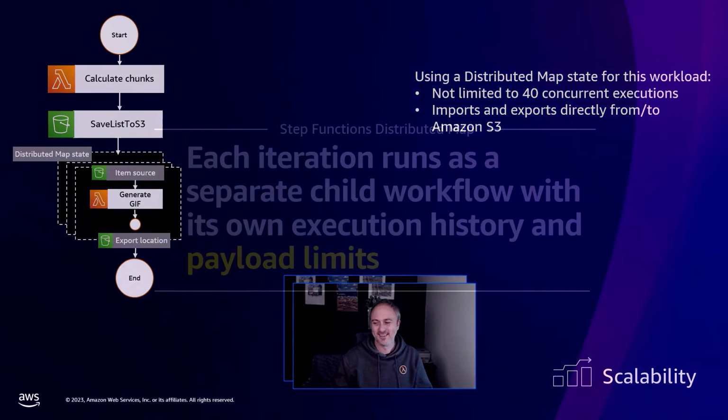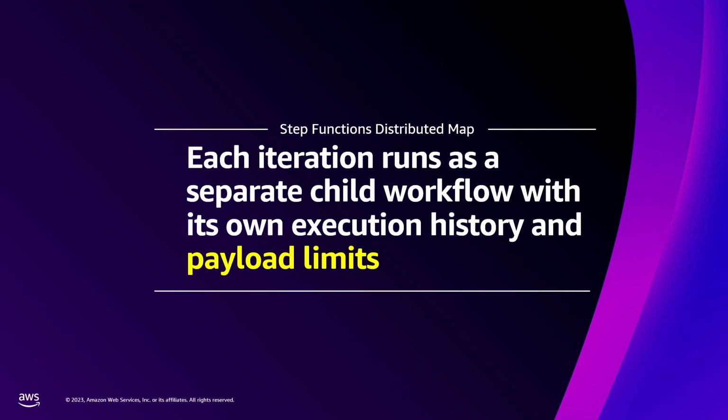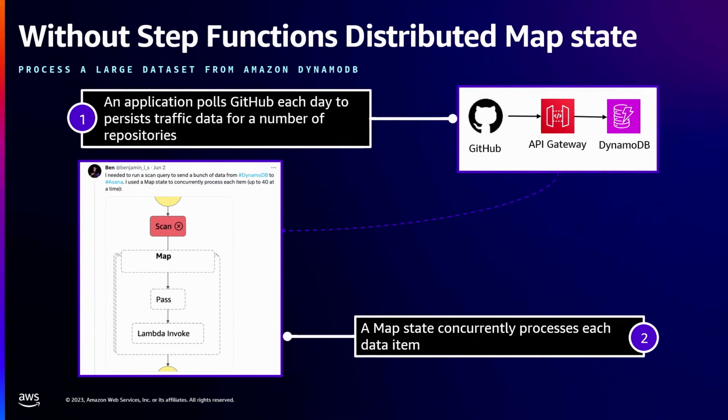Another thing to know about the distributed map state is that every execution of a distributed map state run is actually its own separate workflow execution with its own payload limits. So this comes with some cheeky bonuses as well. And I stumbled on this by accident. Here's an application I wrote to use GitHub's API every day to get statistics about a number of blog posts on repositories on the AWS GitHub org. Hundreds of repositories every day.